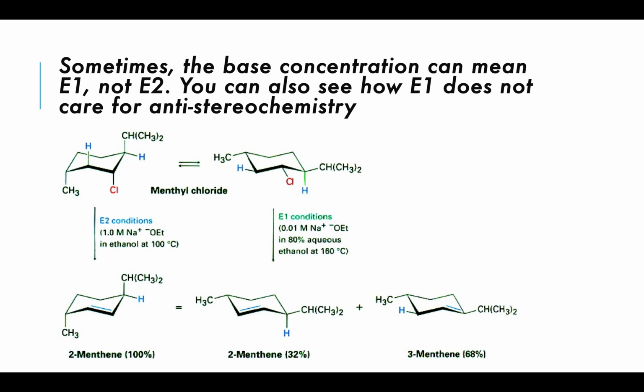Take this for example. Methyl chloride. This is the unstable reactive version. But if we have a lot of heat and a high concentration of strong base, then we favor E2 reactions. If it flips, it forms the more stable form.